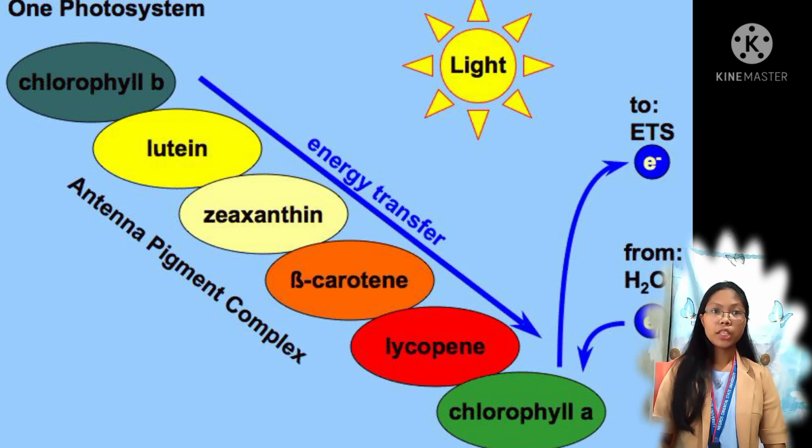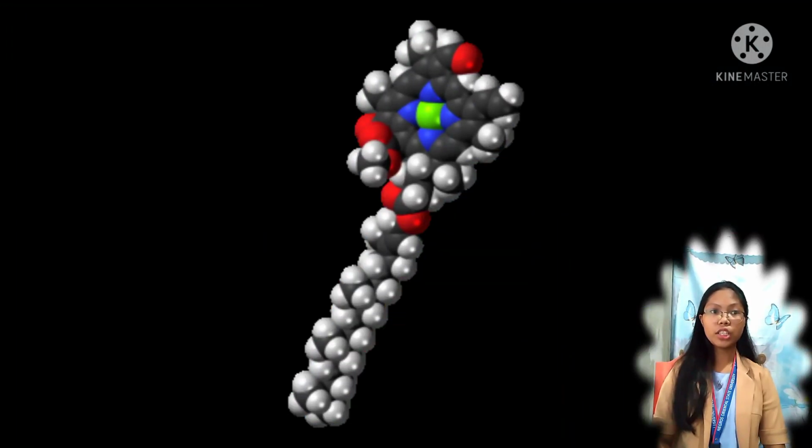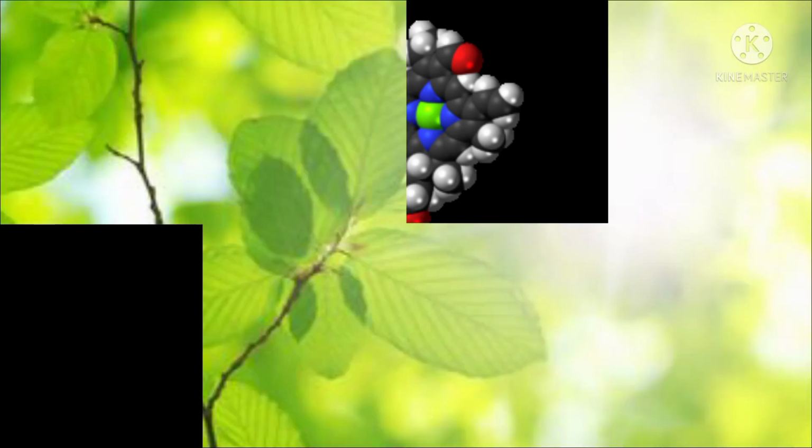So we can say that the main role of chlorophyll B is to increase the absorption spectrum of organisms. This helps them to absorb more energy and basically helps organisms convert more energy from the sun into chemical energy.